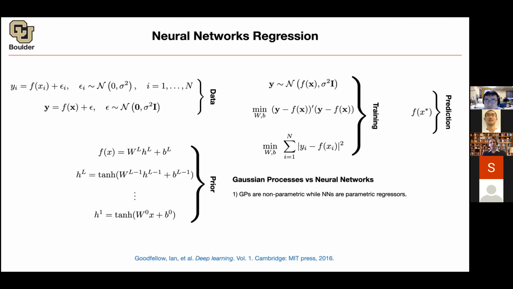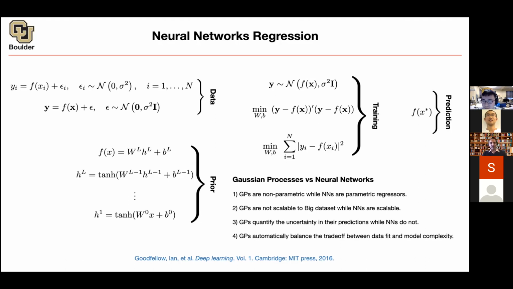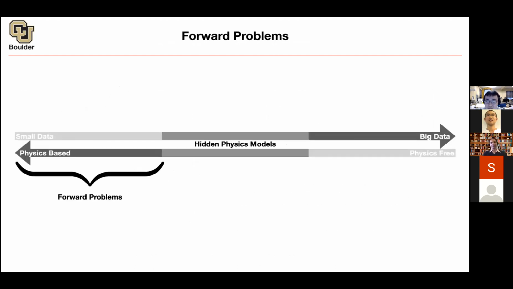GPs versus neural networks. Gaussian processes are non-parametric. Neural networks are parametric. GPs are not scalable to big data. Neural networks are. Gaussian processes quantify uncertainty. Neural networks don't. And GPs balance the trade-off between data fit and model complexity. Neural networks don't. So there are ways of making neural networks more data efficient. There are ways of making Gaussian processes scale to big data. And we saw an example, but these are the extremes of the story.